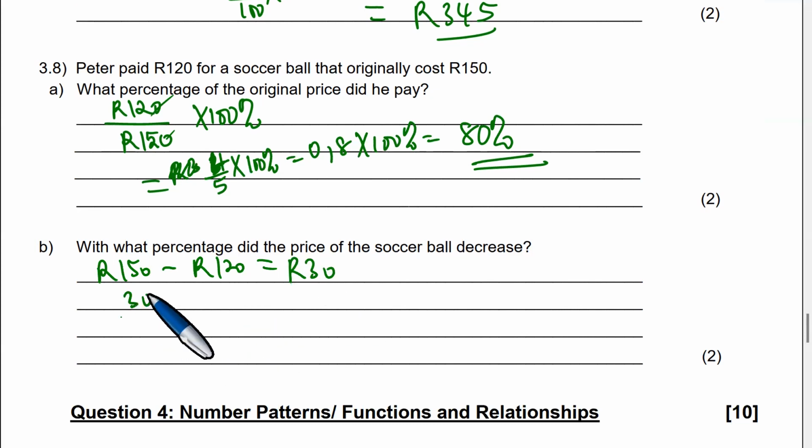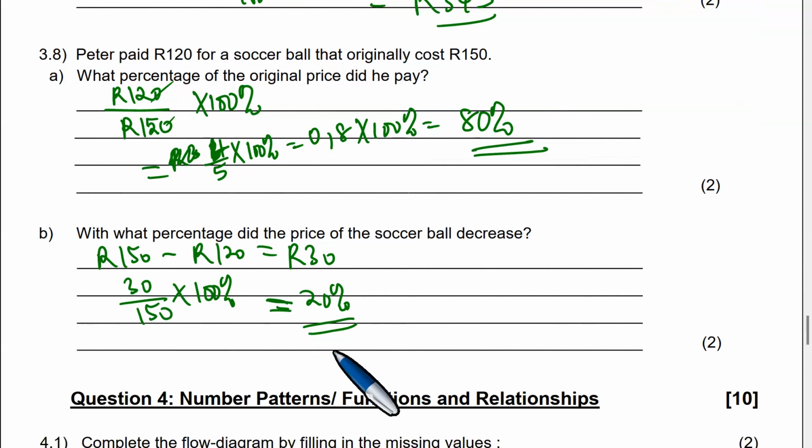Then you take 30 over 150 times 100%, and if you multiply this, it becomes exactly 20%, no matter what you do. That's 20%. No, I know you can always get to this, yeah, but it's 20%.